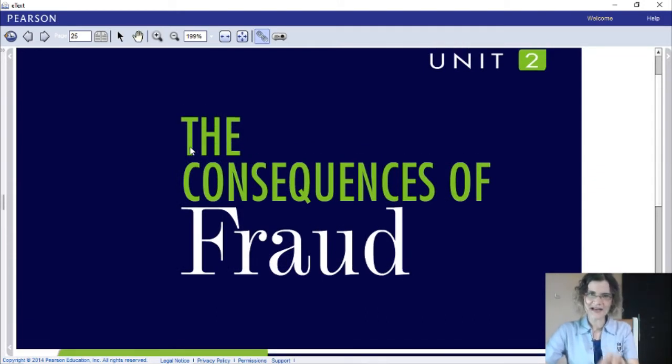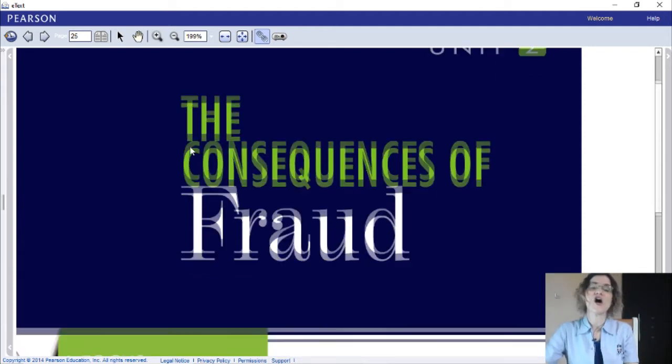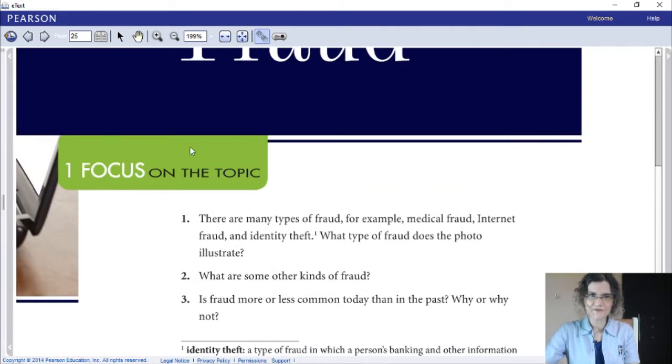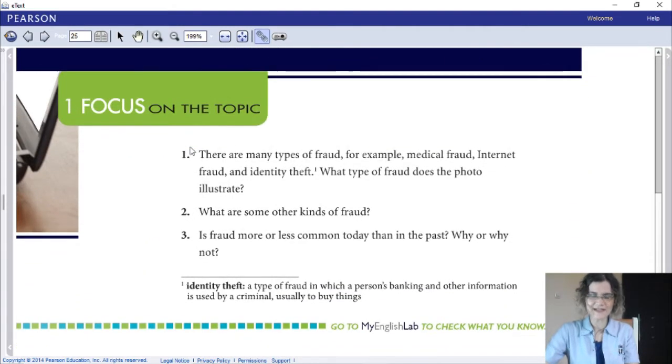Now, fraud and the consequences, definitely. Everything we do has a consequence. So if you choose to steal something or to take something that is not rightfully yours, then there definitely are consequences. Focus on the topic. Number 1, there are many types of fraud. For example, medical fraud, internet fraud, identity theft. Boy, there are lots. What type of fraud does the photo illustrate though?